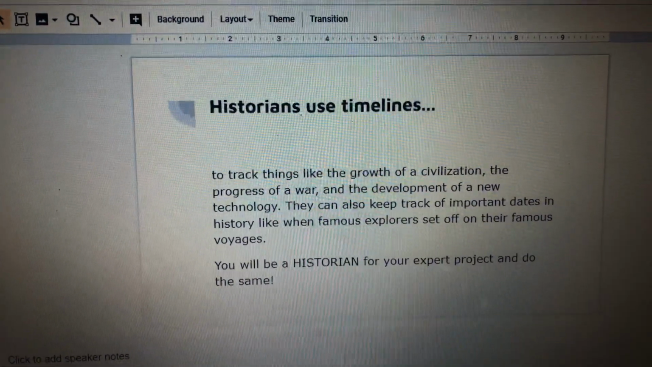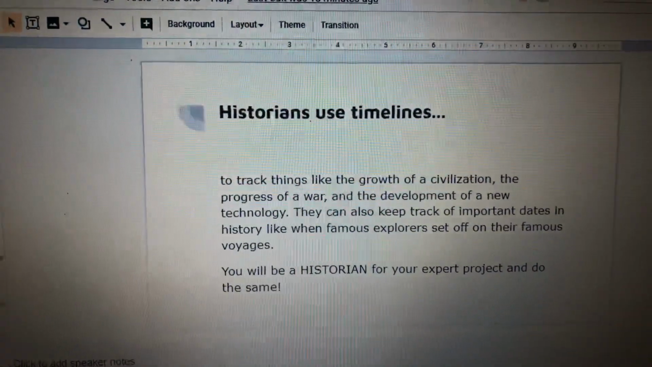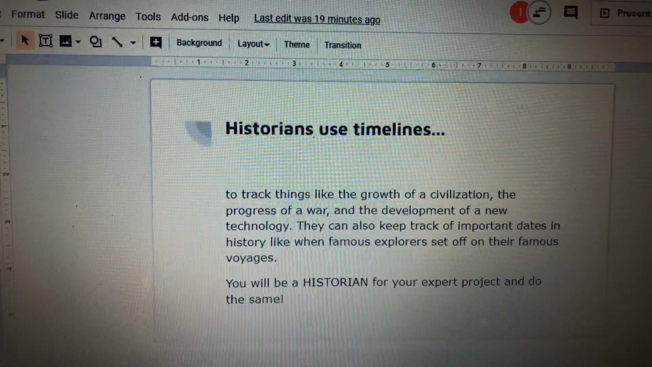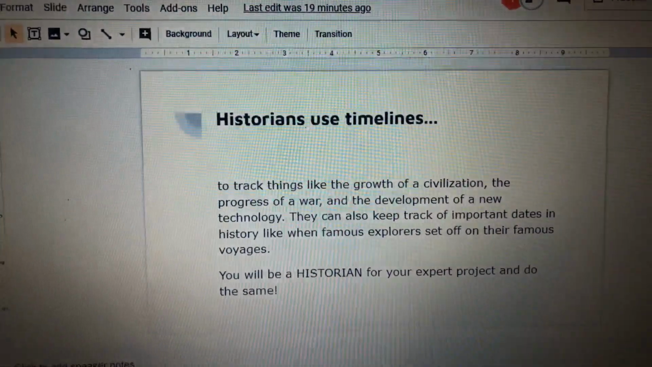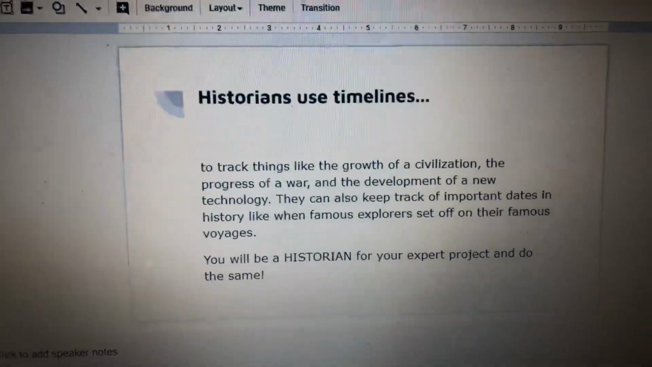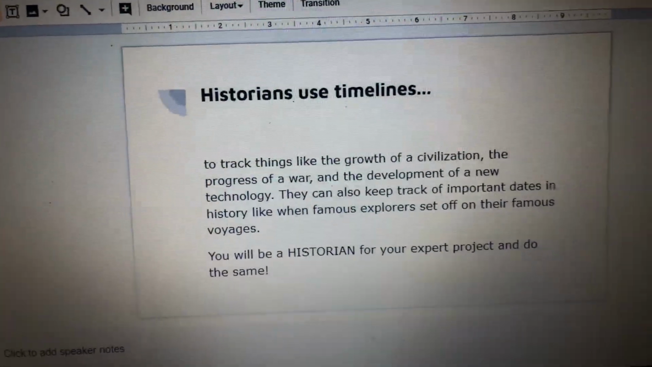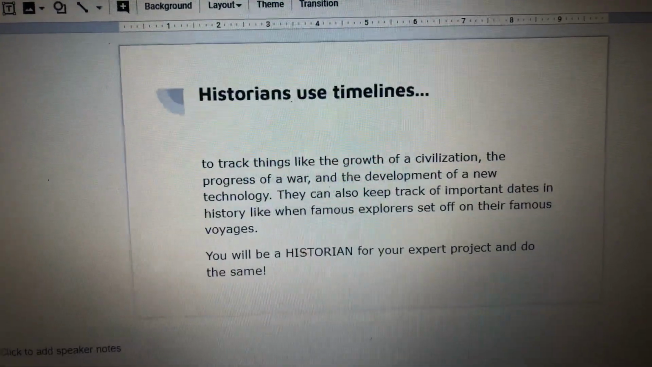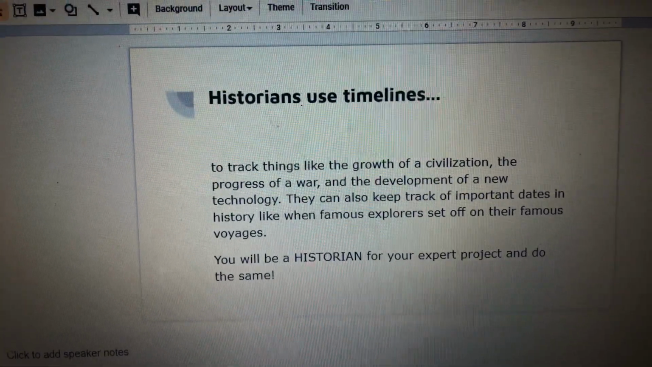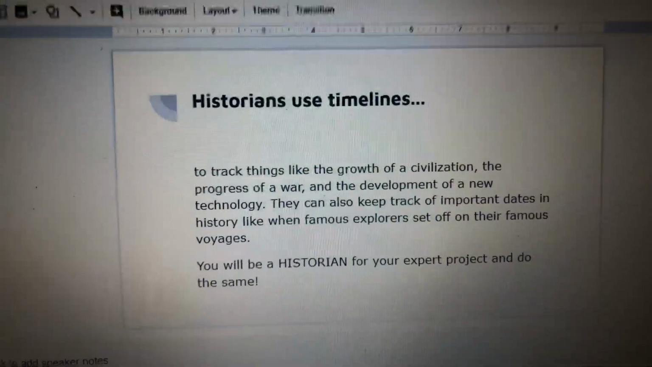Okay, next part. Historians use timelines. Not only do we use timelines, historians use it, people in chemistry use it, everybody in any type of business has used a timeline at one point or another. Historians specifically use timelines to track things like the growth of a civilization, which is a fancy name for a group of people. The progress of a war. Anybody who's into war, I think Brandon, you're into war, looking at the different time periods that certain things happened within a war.